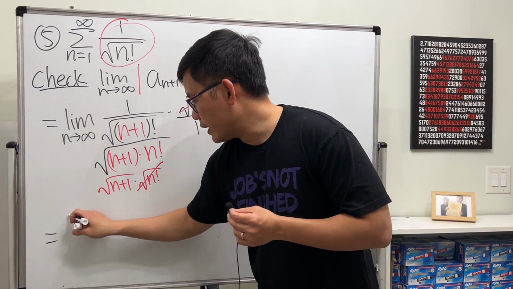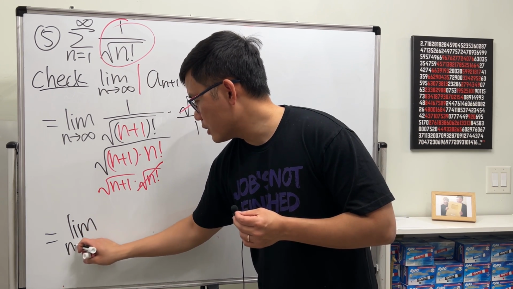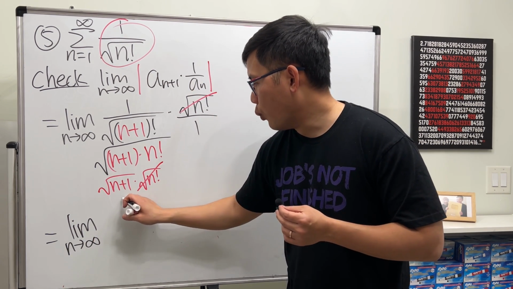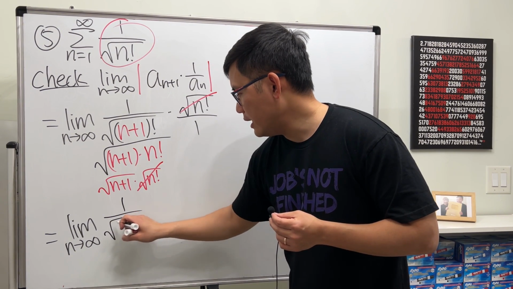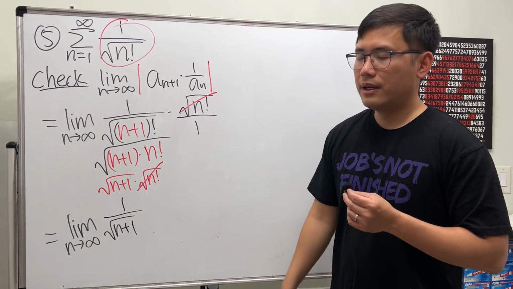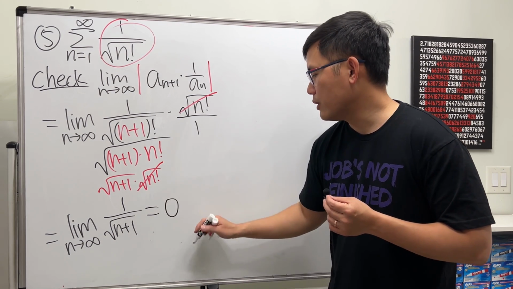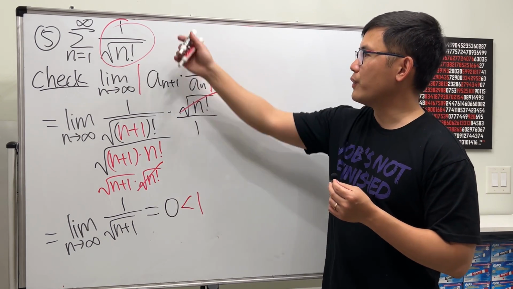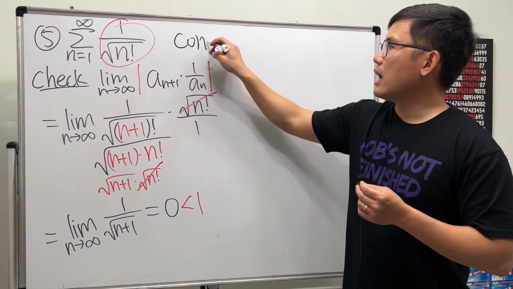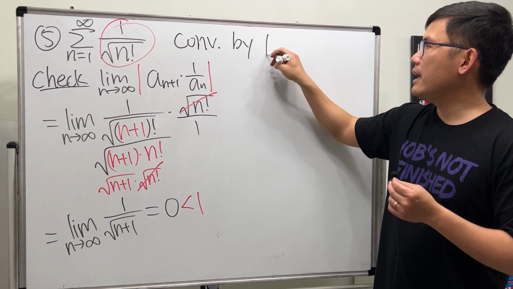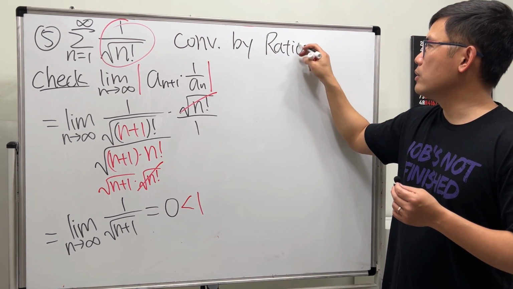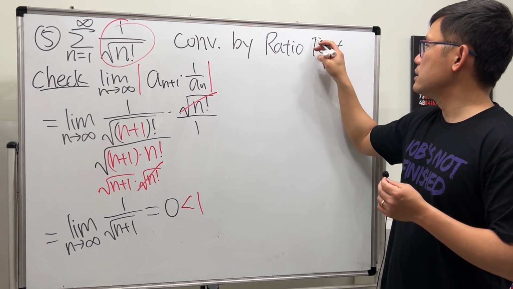So we get the limit as n goes to infinity, 1 over square root of n plus 1. As n goes to infinity, this limit gives us 0. We have less than 1. Therefore, this right here converges by the ratio test.